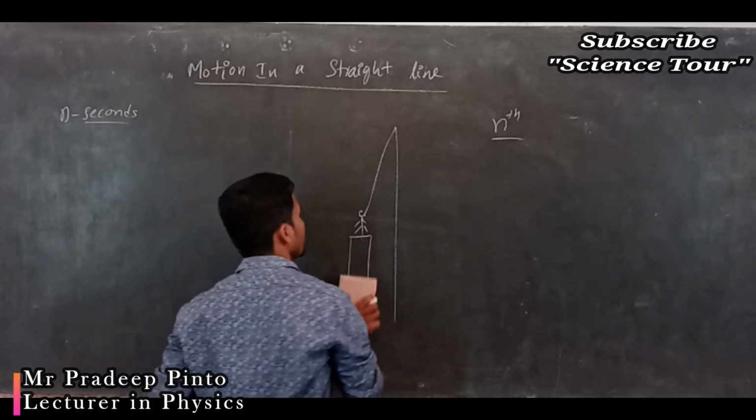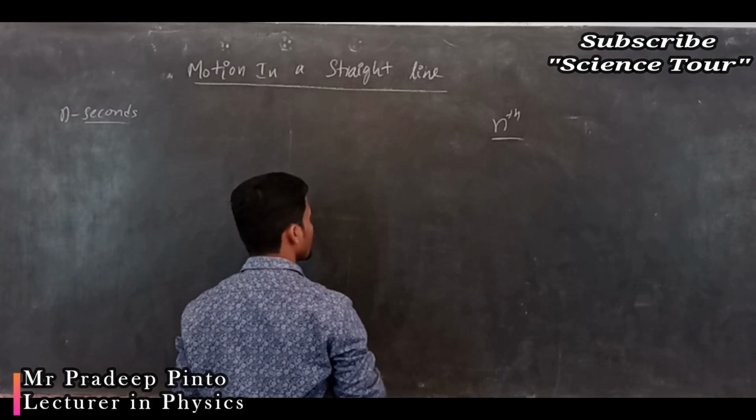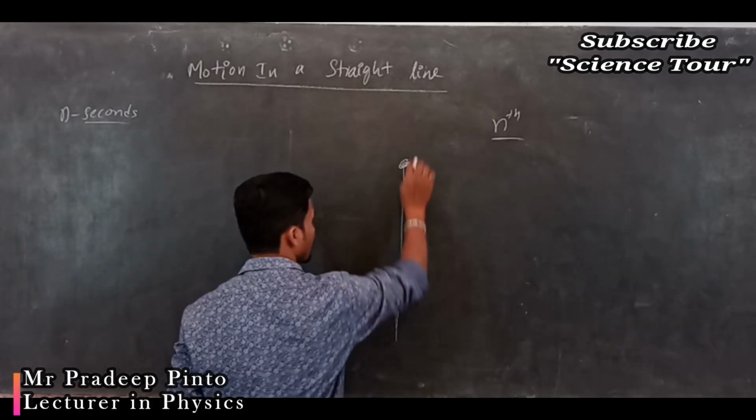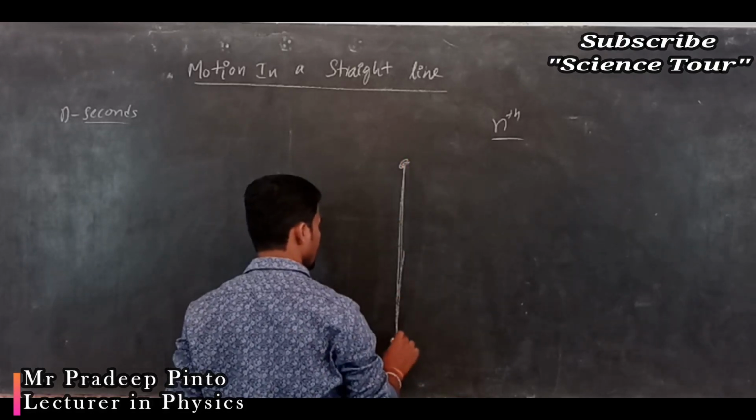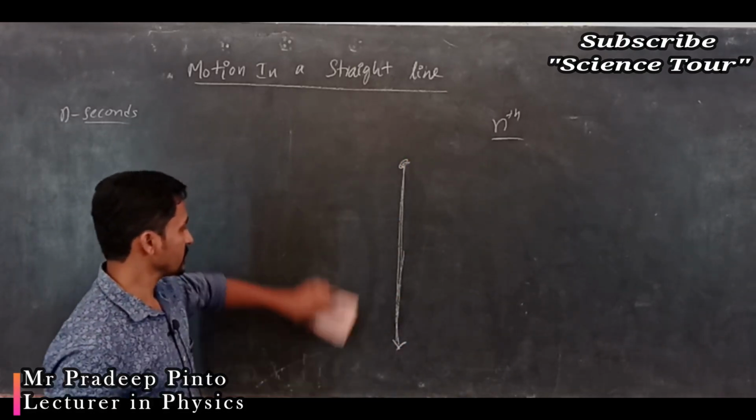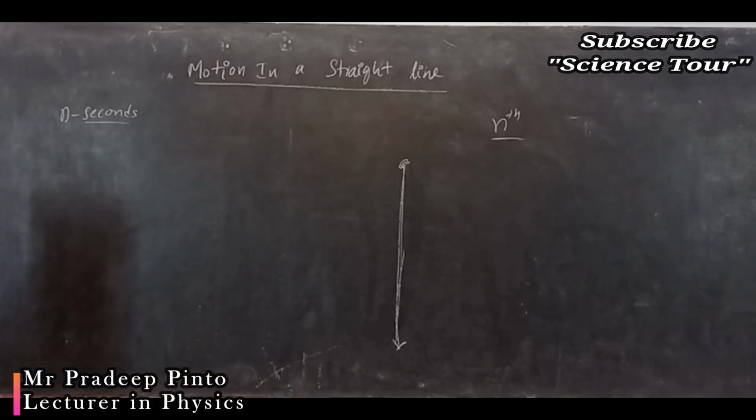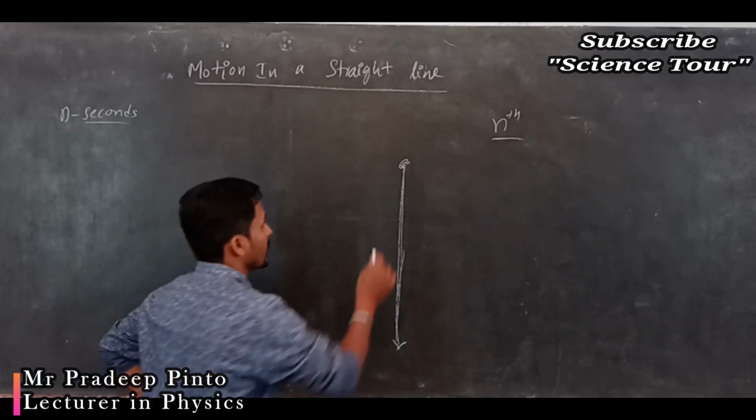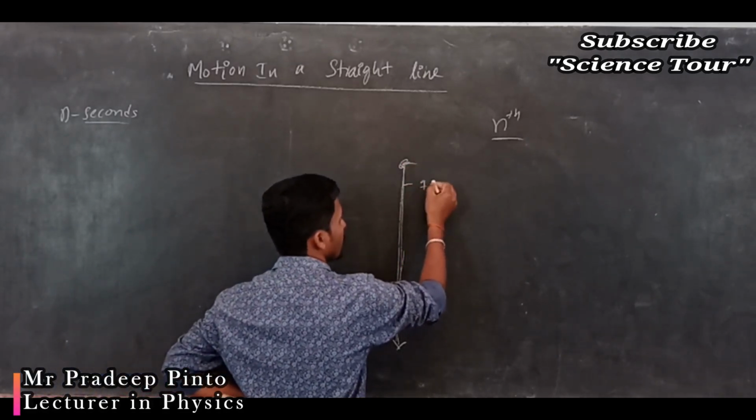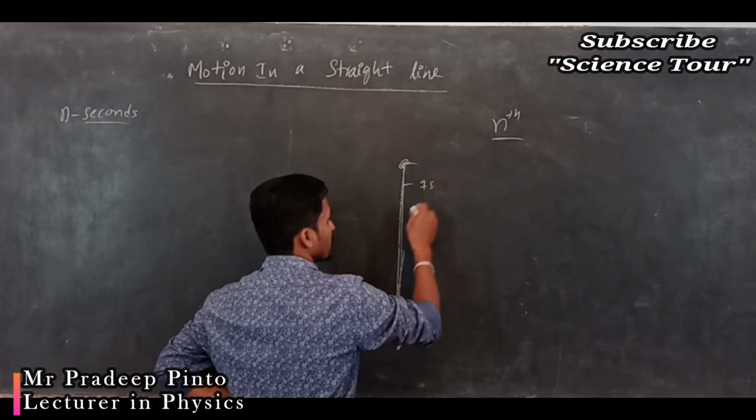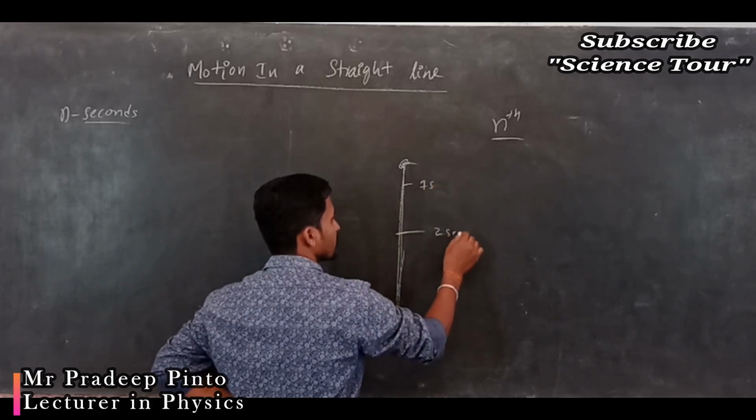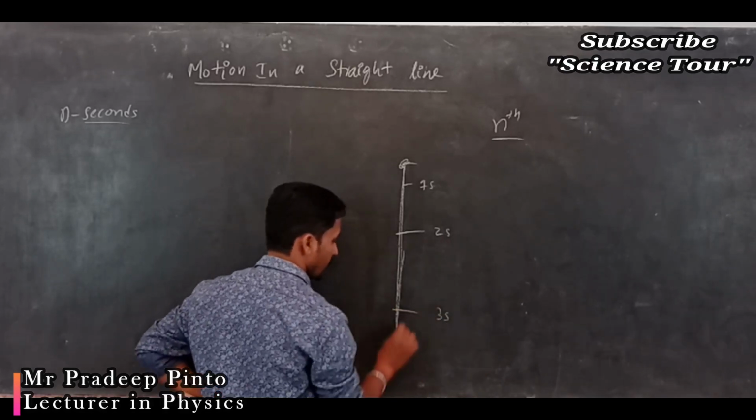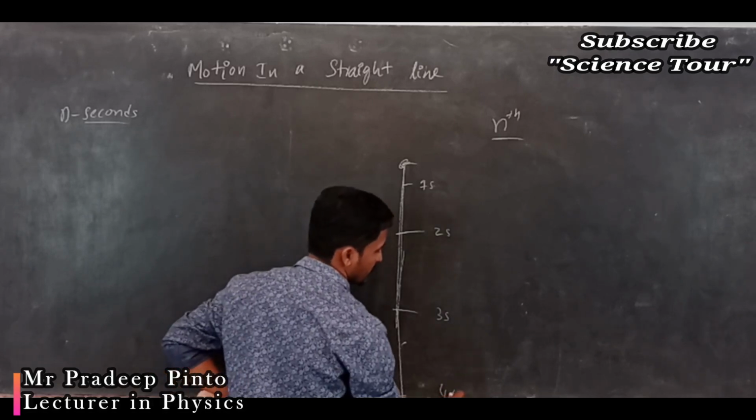Now, for example, we are not going to take it as thrown; I am going to take it as dropped somewhere. In this way the object is dropped. While dropping, you are going to start the clock. It will reach here by 1 second, here by 2 seconds, here by 3 seconds, and somewhere here by 4 seconds.